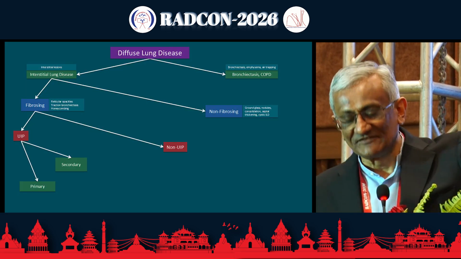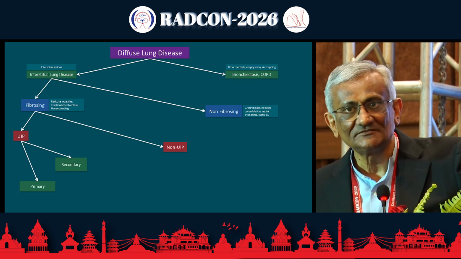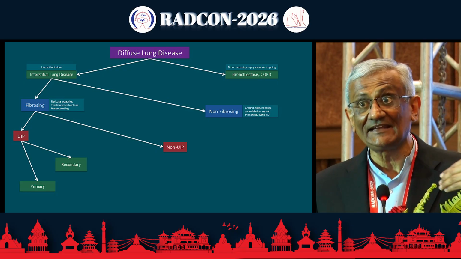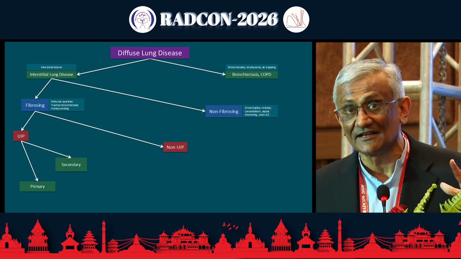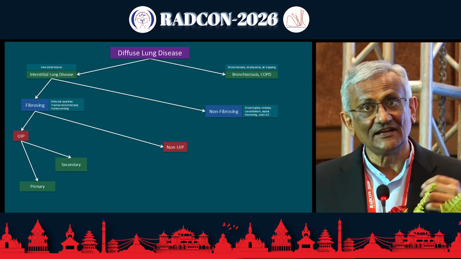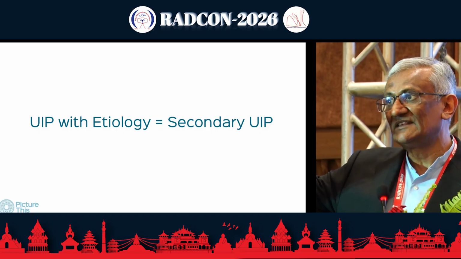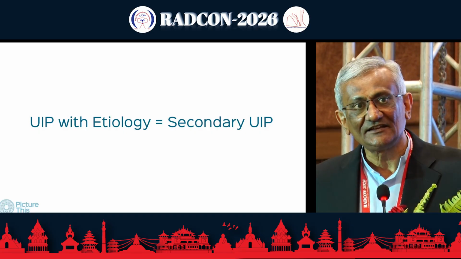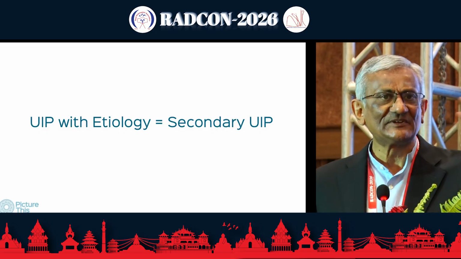So that's what we've done. We've said UIP, non-UIP. In this case, we've diagnosed the UIP pattern. The next step is, is it primary or secondary? What does this mean? If you have UIP with an etiology, then it's a secondary UIP. And there are specific causes.